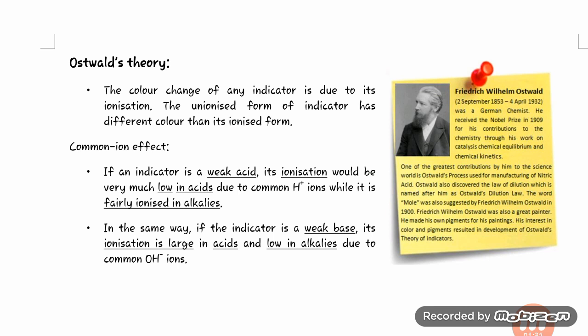So, common ion effect. If an indicator is a weak acid, its ionization would be very low in acid due to the common H positive ion, while it is fairly ionized in alkalis. In the same way, if the indicator is a weak base, its ionization is large in acid and low in alkalis due to common OH ions.